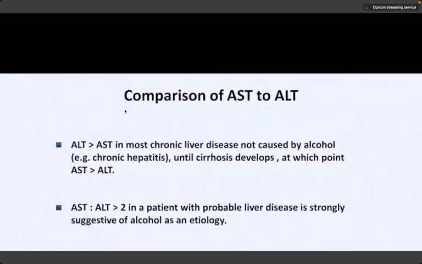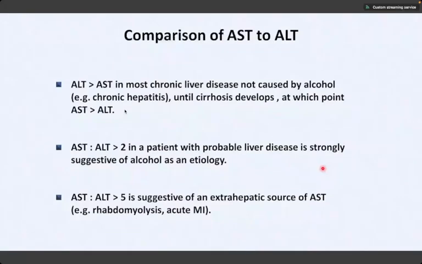Okay, so let's take a look at how elevations in AST and ALT compare to one another in different disease states. ALT in general is usually greater than AST in most chronic liver diseases that are not caused by alcohol, unless cirrhosis develops, at which point AST typically becomes greater than ALT. Now, I don't know of a specific study in which relative increases in AST versus ALT are used to screen for when a patient with chronic hepatitis has developed cirrhosis, but to me, it seems like something potentially to be looked for.